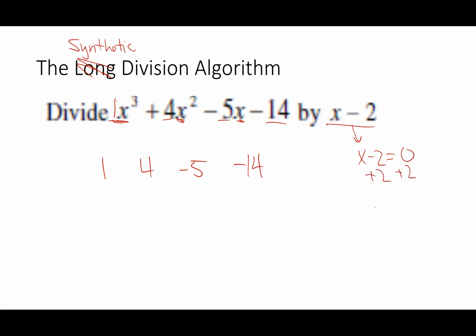I'm going to add 2 to both sides. So x equals 2. Now, here's what I'm going to do. I'm going to make a little box, and inside that box is going to be the 0 of that divisor. So the 2 goes in that box.